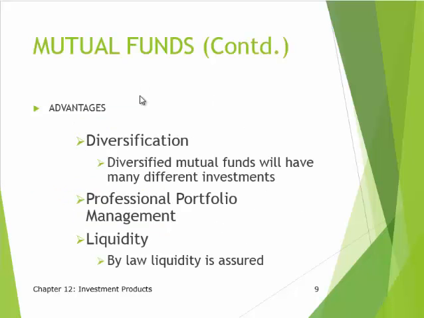What are the advantages of investing in a mutual fund? Well, we have diversification, right? Mutual funds are going to have many different investments. We'll talk about why that's true here in a few moments. But essentially, they're going to have maybe 20 to 40, at least 20 to 40 investments in their portfolio so that you get an adequate diversification.